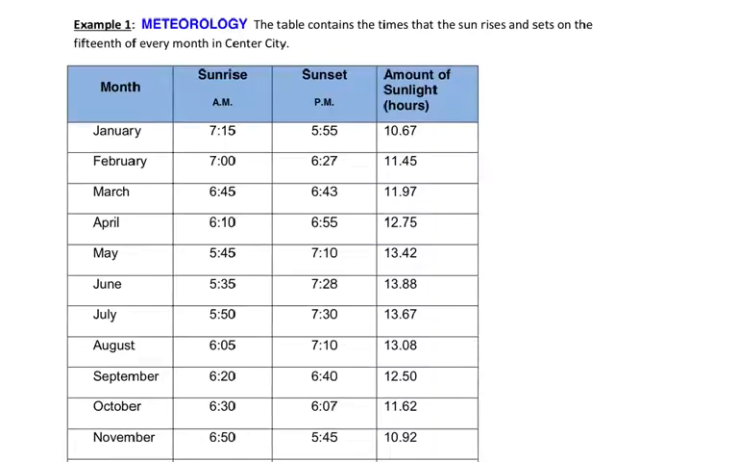In example 1, it says the table contains the times that the sun rises and sets on the 15th of every month in Center City. And so what I've done for you to help you out is, for example, for the month of January, the sun rises at approximately 7:15 a.m. It sets at 5:55 p.m. So the amount of sunlight hours is about 10.67 hours. What we did to find the amount of sunlight in hours was we found out how many hours and minutes had passed, and then we changed the minutes into a decimal number of hours by dividing by 60.